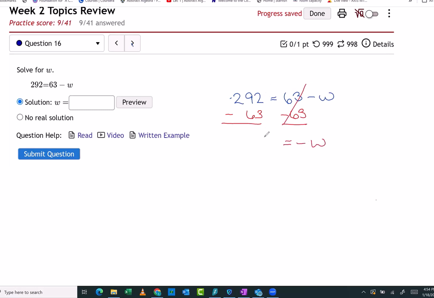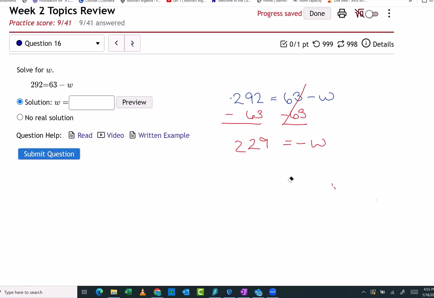This cancels, and I get negative w here. Now let's subtract. I get 9. 8 minus 6 is 2, and then 229. 229 is the final answer for negative w, but I don't want to know what negative w is. I want to know what w is. Well, how would I do that?